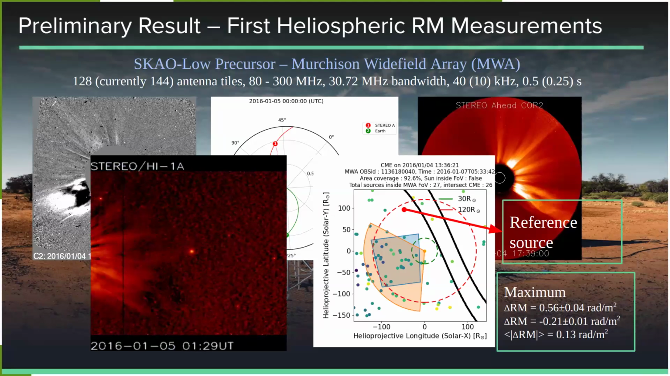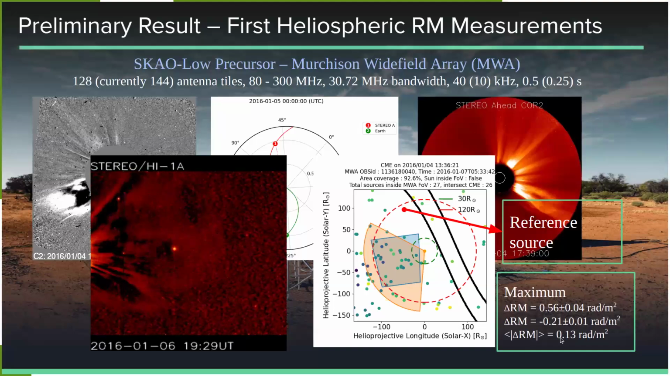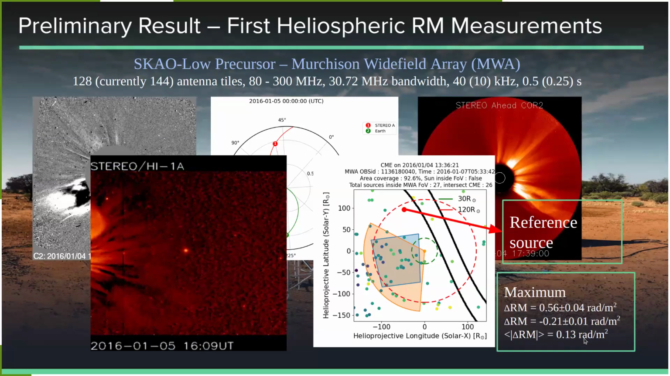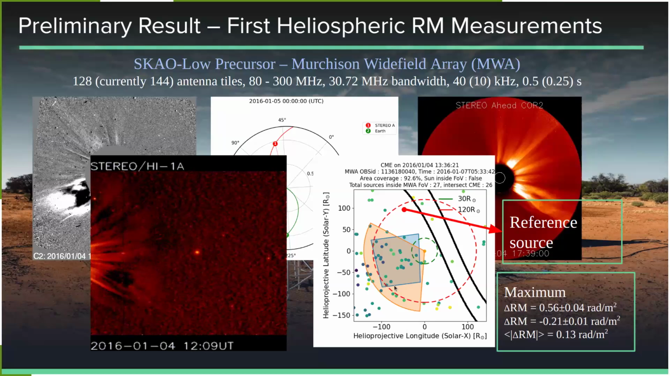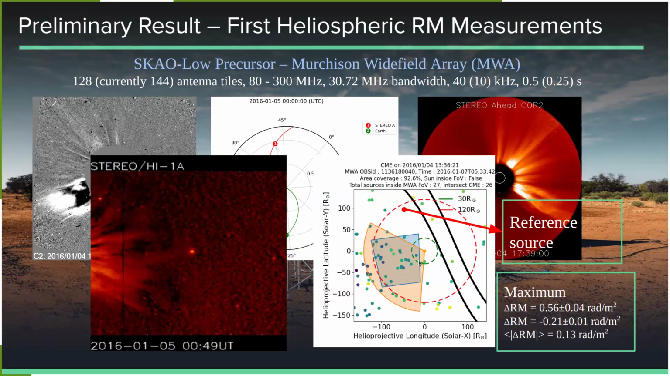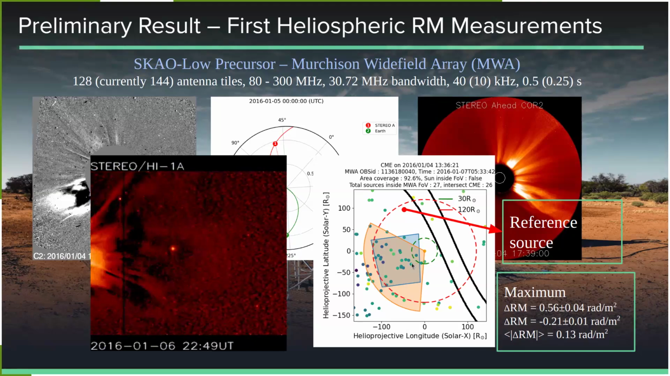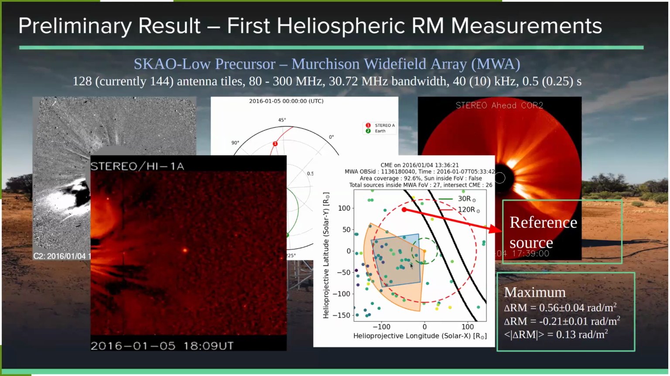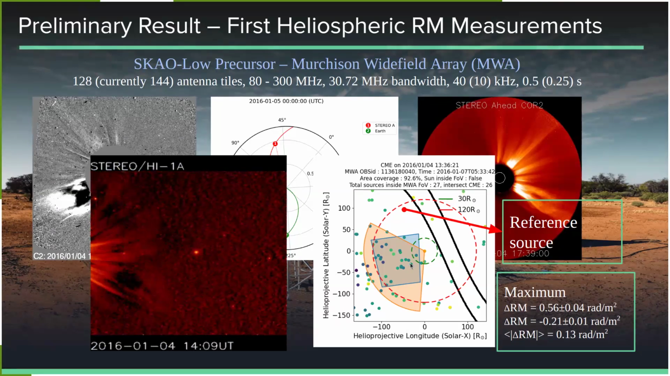So with the MWA, I have measured an RM of 0.13 radian per meter square across these 26 simultaneous lines of sight which are occulted by this CME. And this is the first ever measurement of this heliospheric Faraday rotation by a CME.